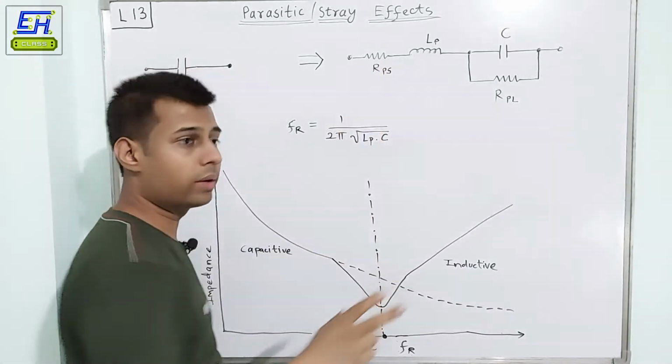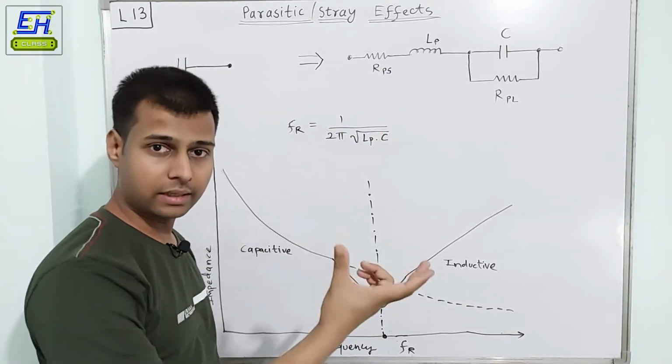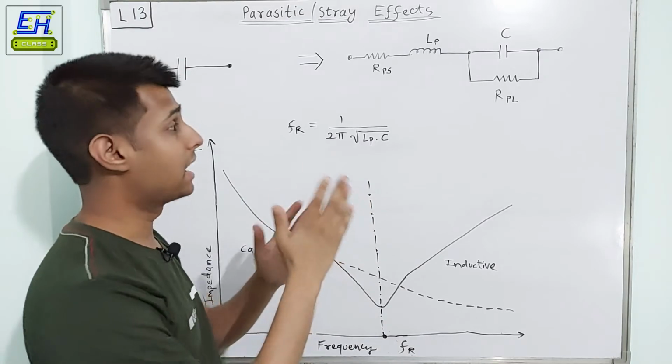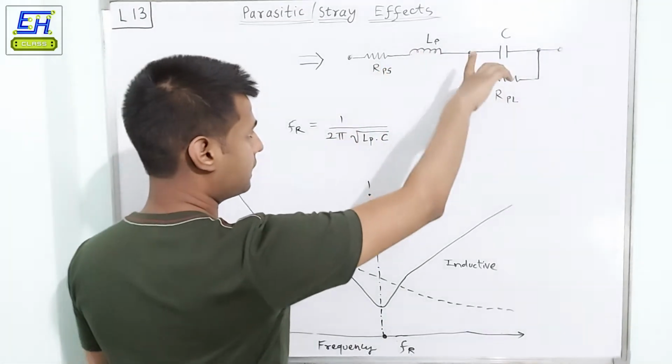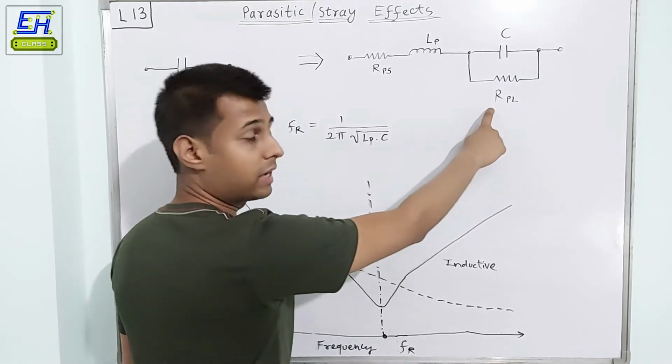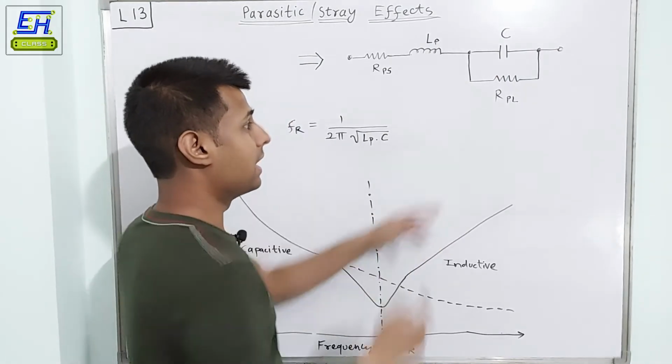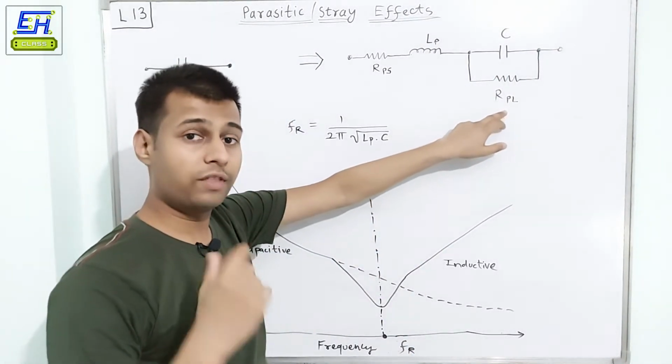This is accounted for by all of the metal that is present in the capacitor, like its plates as well as its leads. So it is given in series to the other elements, and this one specifically, this parasitic resistance, is actually the leakage resistance of the capacitor.